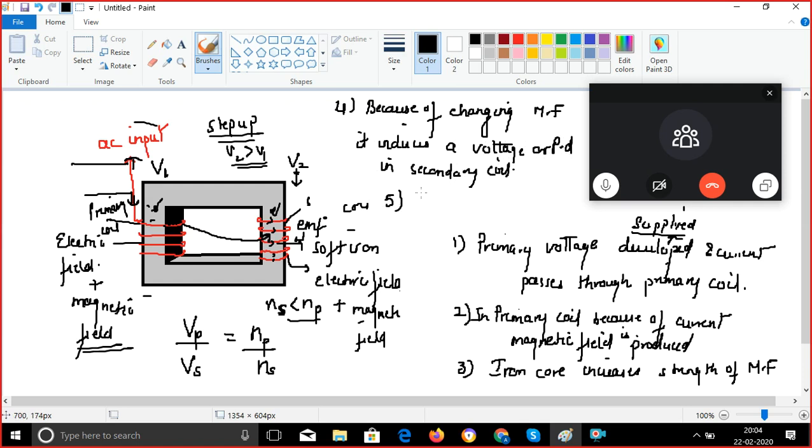Now, because of this induced EMF in the secondary coil, an alternating current is produced. And by changing the number of coils in the secondary circuit or in the primary circuit, we can increase or decrease the strength of voltage. So this is the working. You write that completely, and then we'll do questions on transformer.